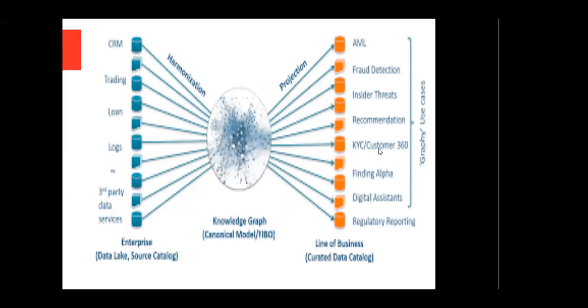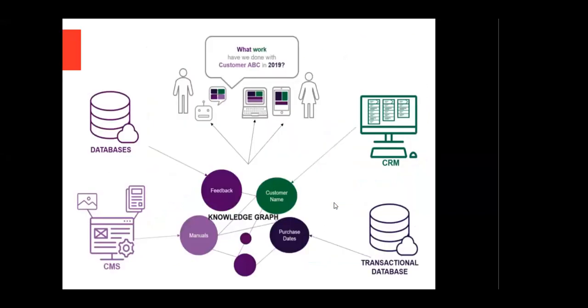They want to see how a customer is linked to the organization so that they can service the customer well and know when the customer will need something, okay? And doing regulatory reporting and all that, all right? So Knowledge Graph can pick data from different sources, transactional, CRM, and help answer questions.